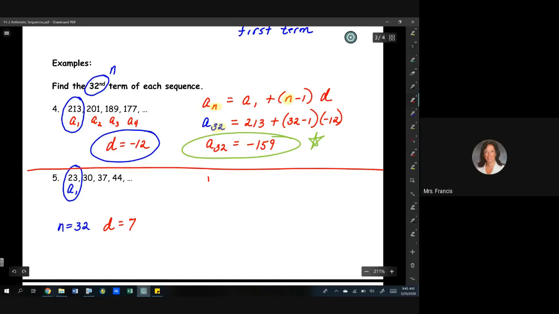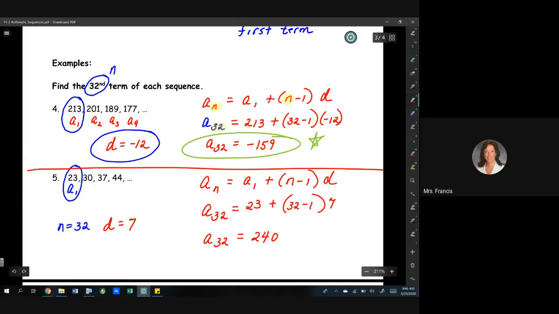All right, let's write the formula. A sub n equals the value of the first term plus n minus 1 times D. We know that n is 32. The value of the first term is 23. N is 32, and D is 7. When we simplify that, we're going to get 240. So the value of the 32nd term is 240.